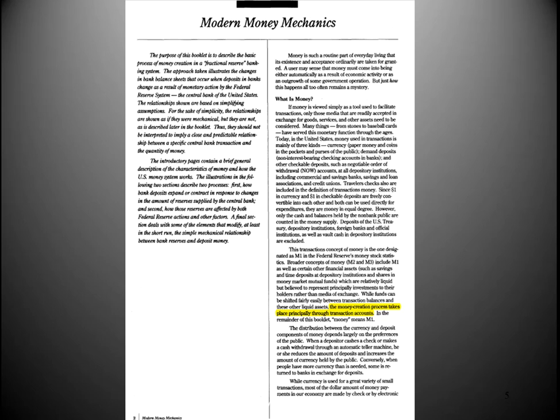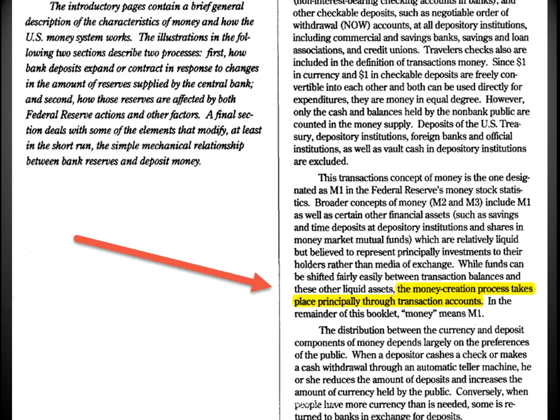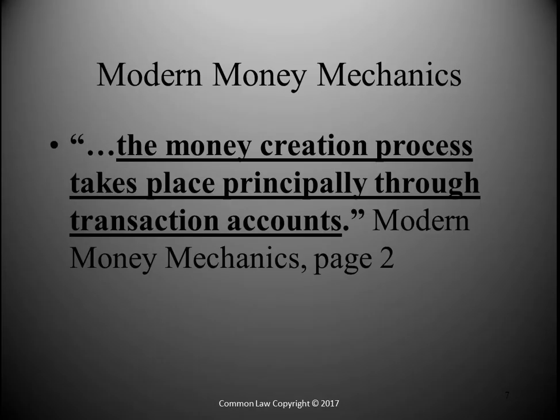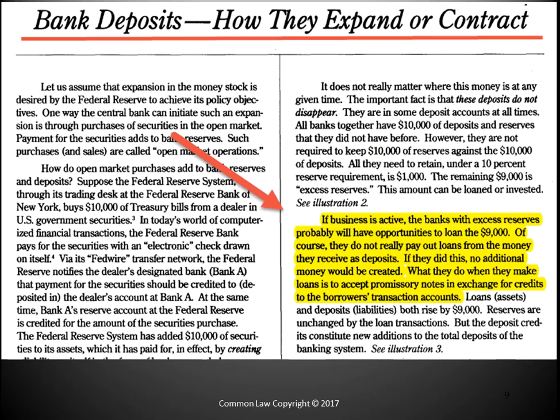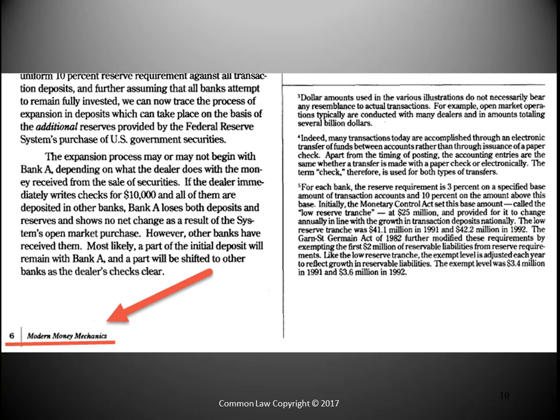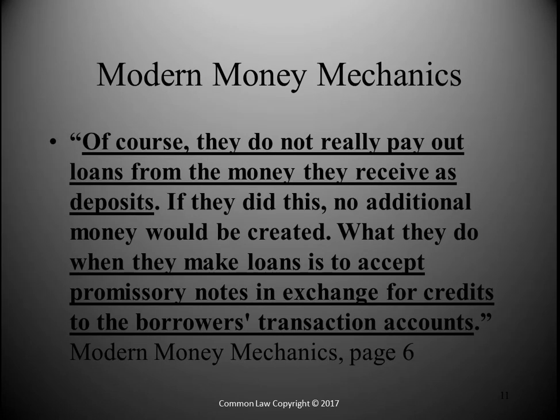Anyways, it talks about the money creation process takes place principally through transaction accounts. And that's where it talks about it right there. The money creation process takes place principally through transaction accounts. That's on page 2. And then on page 6, it continues. And this is where I got it highlighted, and we'll look at the bank deposits, how they expand or contract. And this is the text right here.